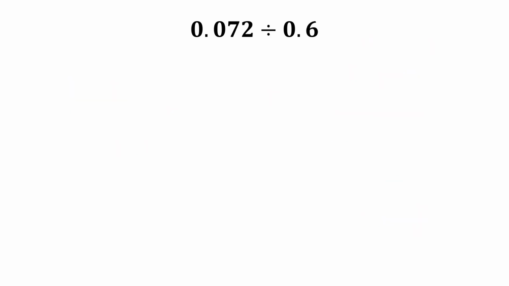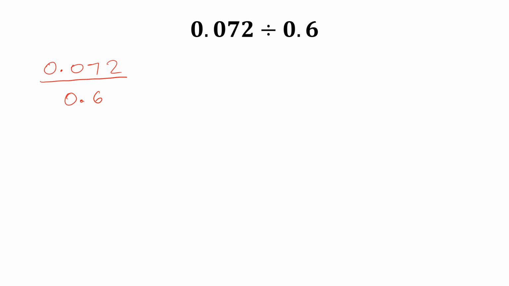In this example, we have 0.072 divided by 0.6. So the first step is to rewrite the problem as a fraction. So that will be 0.072 all over 0.6. The important place to look at, guys, is the divisor.